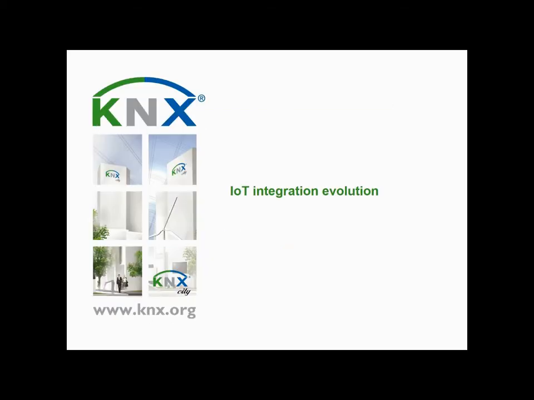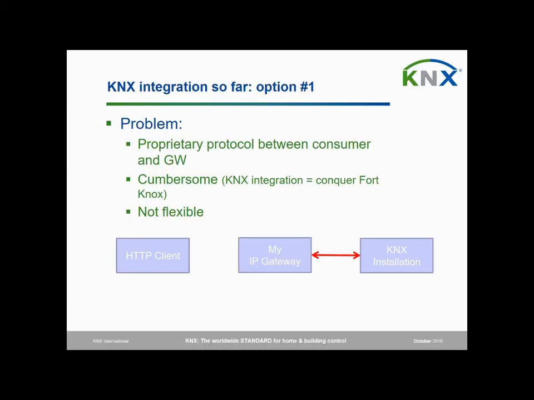Okay, next topic, the IoT integration evolution. So in the first slide here, I'll go back more or less 15, maybe even 20 years ago. So how was KNX integrated back then? So how could we offer KNX services via an HTTP client? That is actually the use case here. So on the right side here, we see the KNX installation. So this is standardized technology that we all know by now, of course. And in order to integrate it into an HTTP client, we needed an IP gateway.